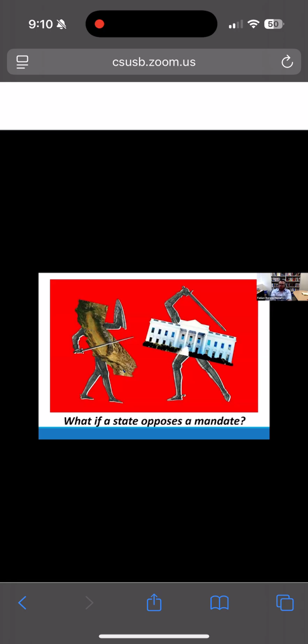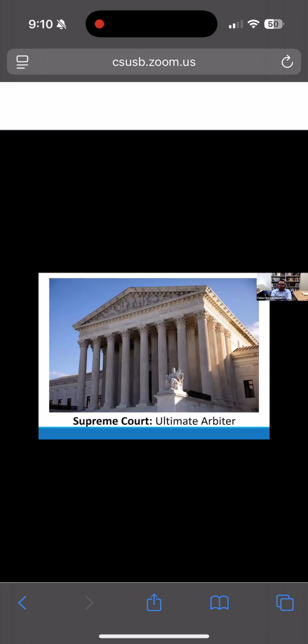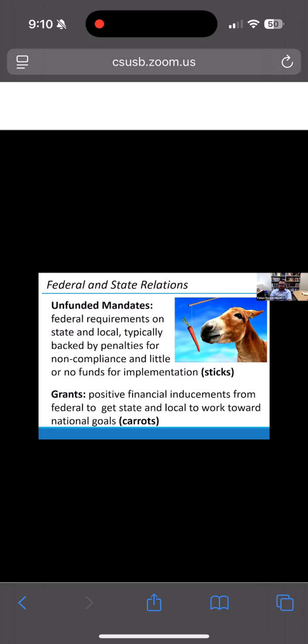Well, they can sue. Remember, we said the relationship between states and federal government is a constant push and pull. And the referee in that push and pull is the court system. And at the peak of the court system, at the summit of the court system, is the Supreme Court. So the Supreme Court, the ultimate arbiter, the ultimate referee in disputes between the federal and state governments. So here's your first participation word, Supreme Court.